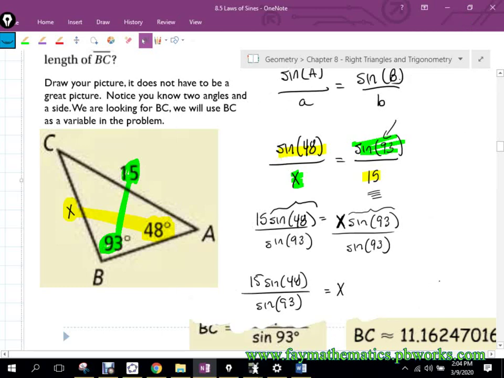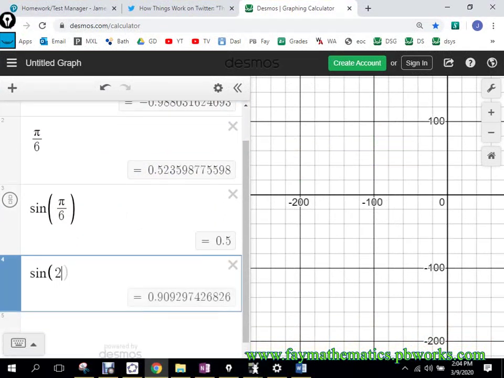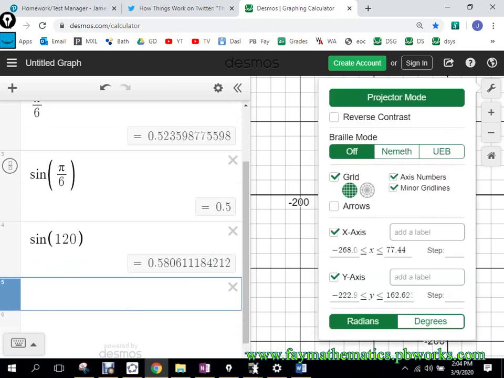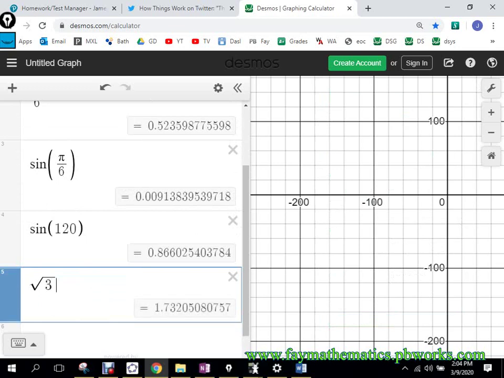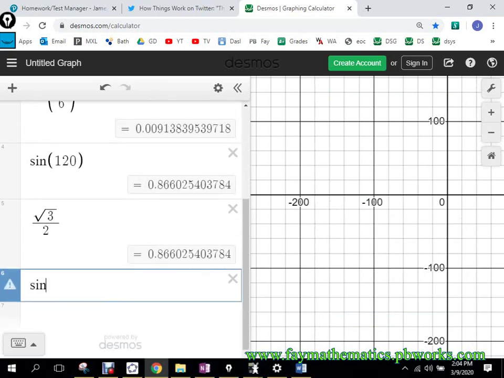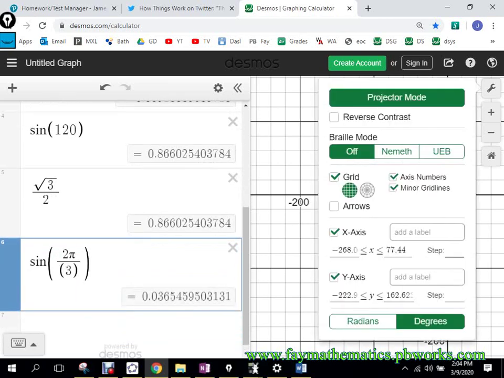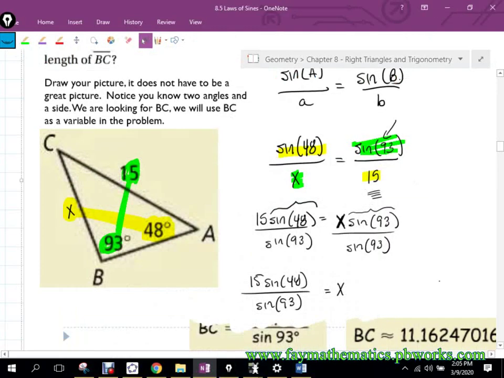Okay. And then when we start asking, what is the sine of 120 with degrees, we see that it's 0.866, which is the square root of 3 divided by 2. Or in radians, we say it's 2 pi over 3. So let's change my calculator to radians, and we should see that same 0.866 number show up. Okay, so that's a little thing about radians.